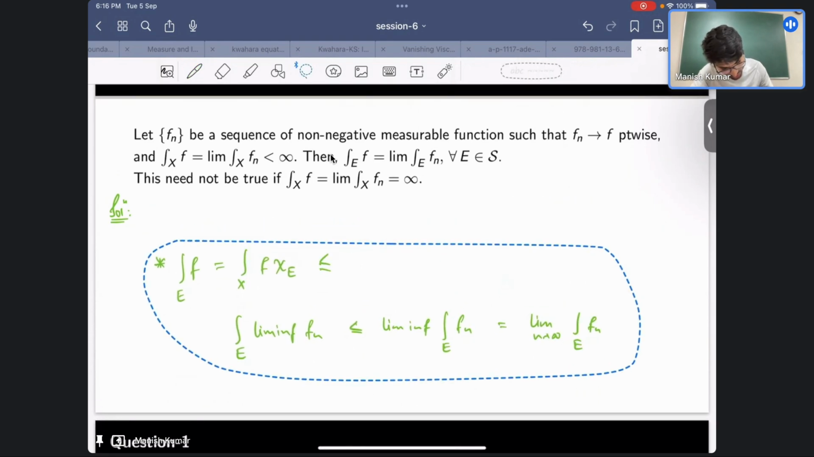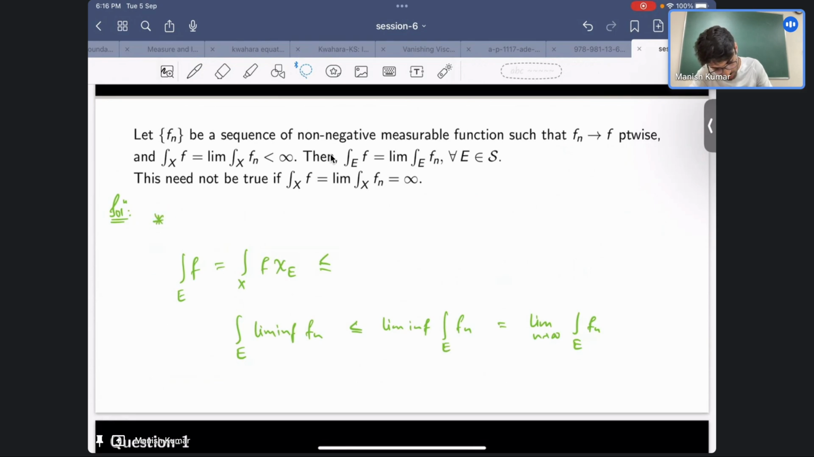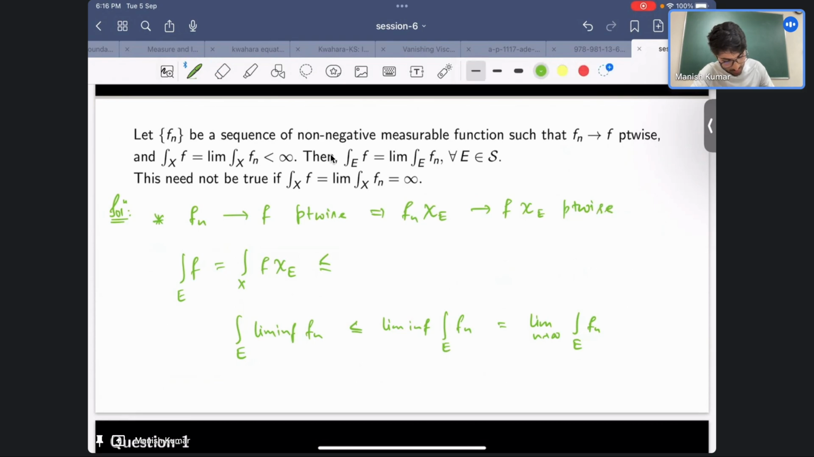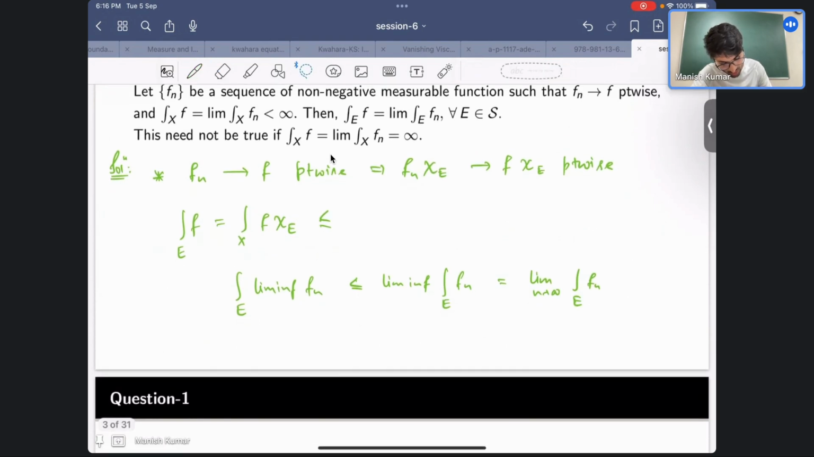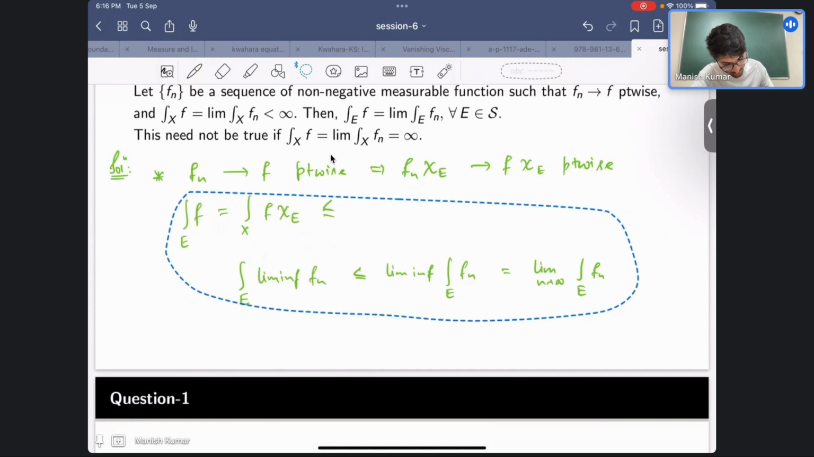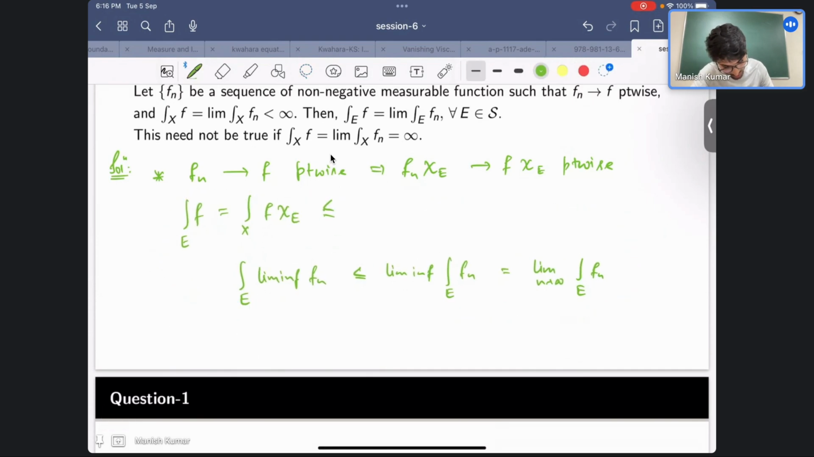So what you can write is, it's given to you that fn converges to f pointwise. So this will be used here. So this would imply fn chi of e converges to f of chi of e pointwise. It's not required to be written, because it is well understood that this is a trivial statement that I have written over there. But anyway, so this is f of chi.